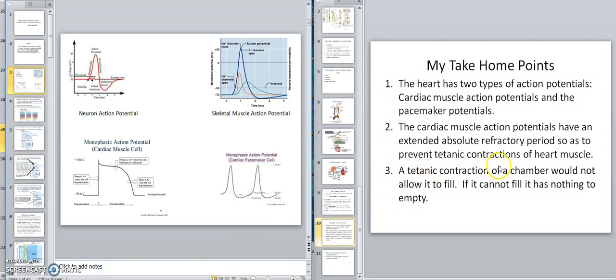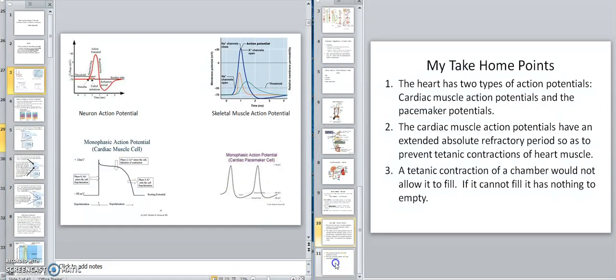But you don't want the heart to go into that. A tetanic contraction of a chamber would not allow it to fill. Remember, a chamber must be in diastole to fill. If it cannot fill, it has nothing to empty. So this prolonged absolute refractory period, whether you study it in my PowerPoints or you look at it in the textbook, prevents the cardiac muscle from going tetanic. If it does, that's what we call atrial fibrillation and atrial flutter. Unfortunately, I can't discuss that without face-to-face, so this semester I won't. But it can go wrong, but that's the purpose of that.